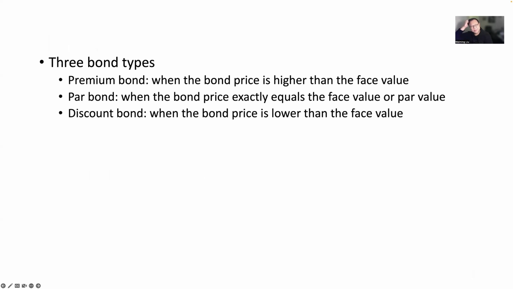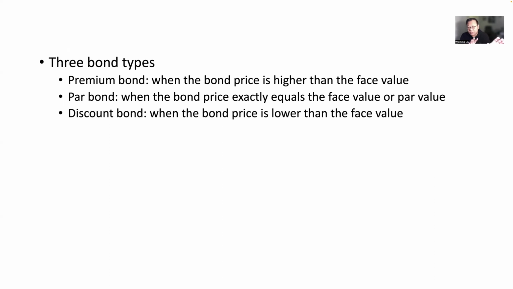There are three different types of bond. The premium bond is when the issuing price of the bond is higher than the face value. So what is the face value? When you purchase a bond, there's a face value. Let's say they're issuing a bond for $1 million. If it's issued at par, the price the buyer will pay would be equal to the face value, 1 million. But oftentimes you notice that the bond price is not the same as the face value, and I'm going to explain why in the next slide.